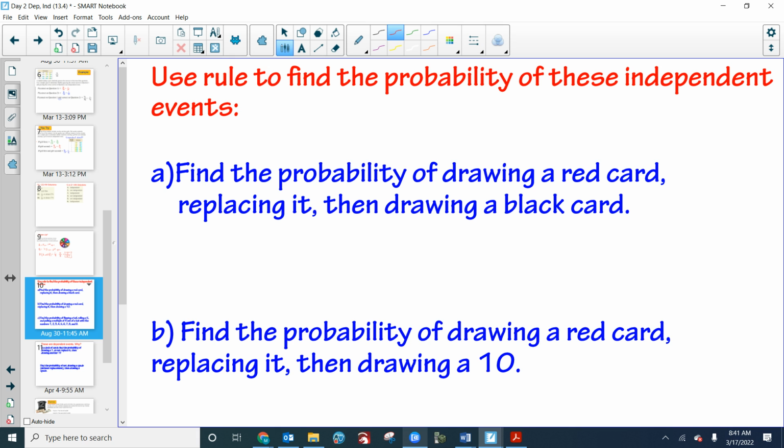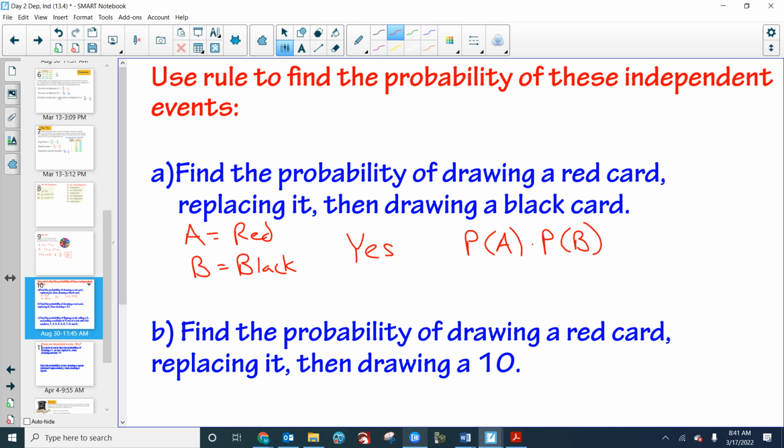13, the dependent and independent, Day 2. Find the probability of drawing a red card, replacing it, and then drawing a black card. We've actually done this together, haven't we? Let's call A the probability of drawing a red card, and B the probability of drawing a black card. Are these independent events? Yes. Since they're independent, we're going to do P of A times P of B.